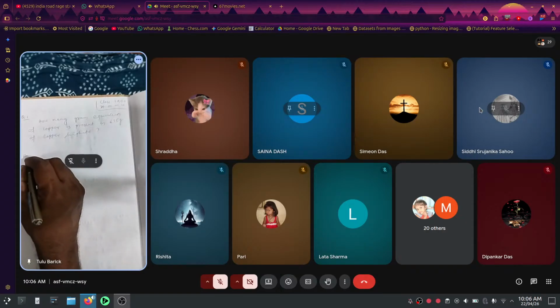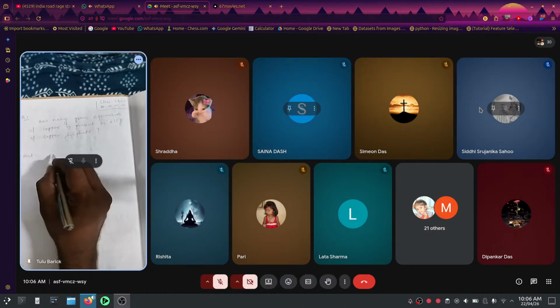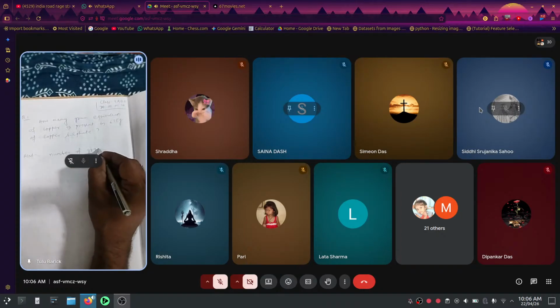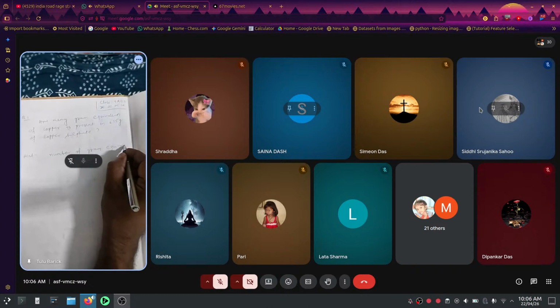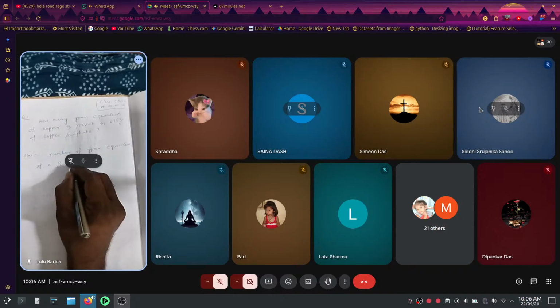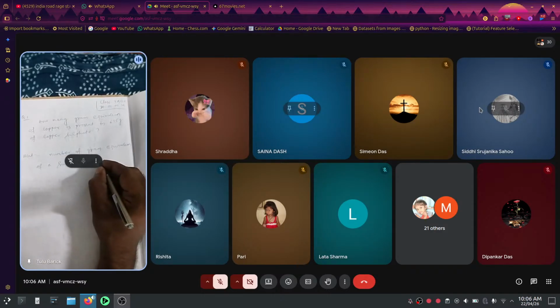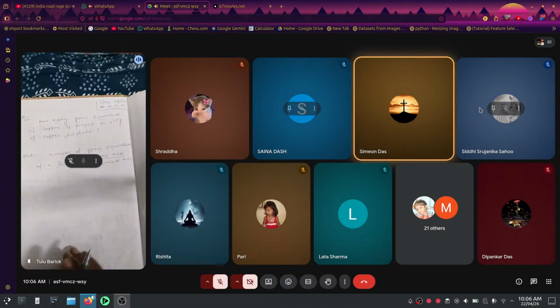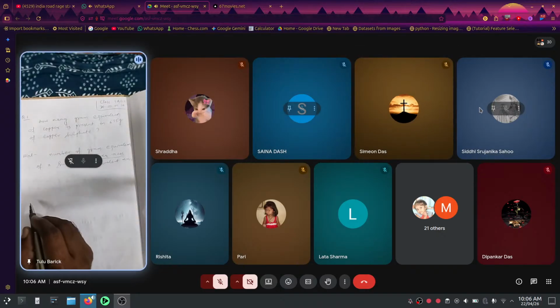And there is a hint for this question. Number of gram equivalents of a substance is equal to given mass by equivalent mass. Sir, is it 635 grams of copper sulfate? Yes, beta.